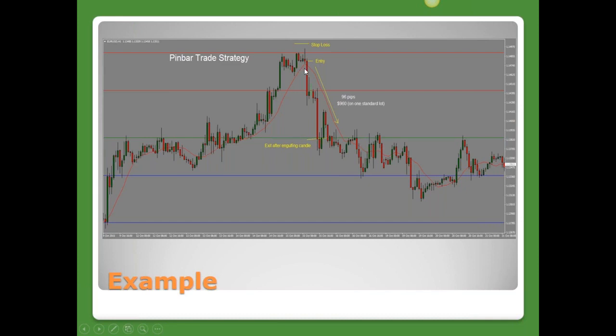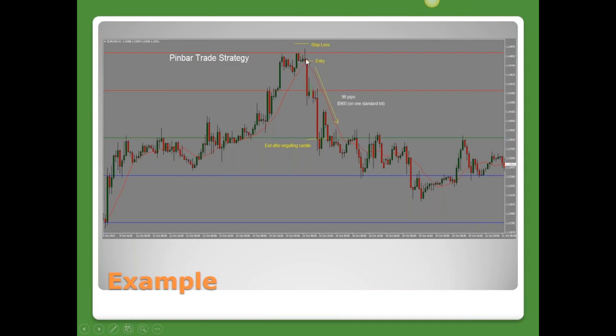Pin bars are also stop hunt signals. A lot of times you may have heard about brokers running stops or things like that. These can also be seen as stop hunts where a broker or somebody has tried to push the price up higher, taken out all the stops that were here in the first place, and then closed lower. So once the candle closes, this is a good opportunity to enter.